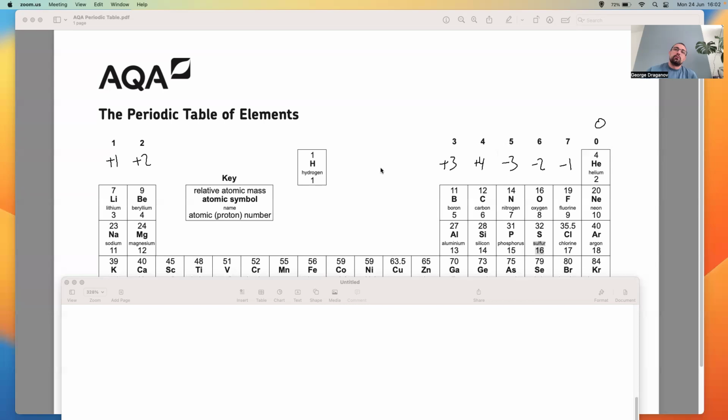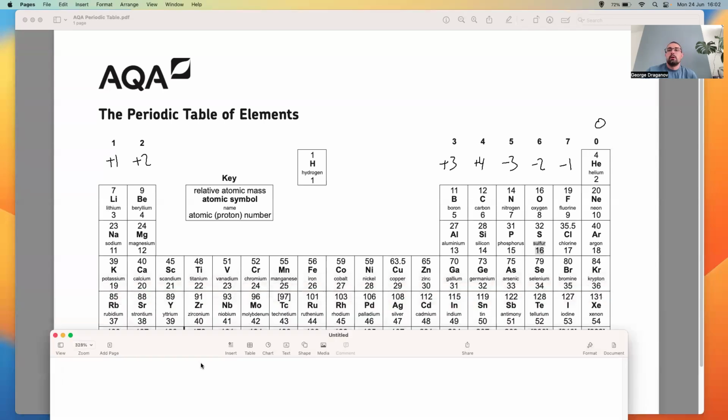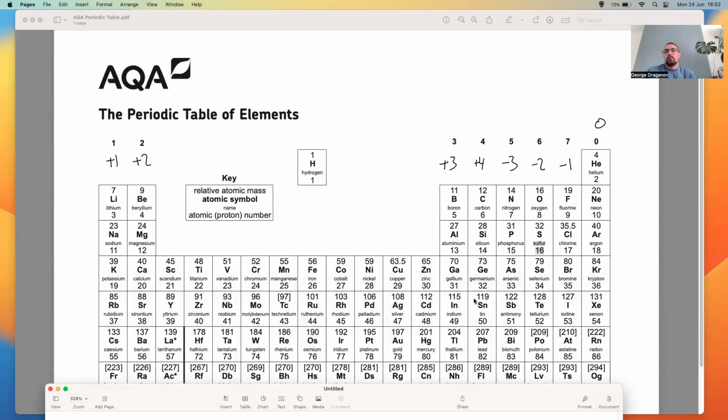Now, the power of this tool is that you now know the charge of any of these. So if someone asks you for rubidium, you know it's +1. If they ask you for astatine, it's -1. If they ask you bismuth, it's -3. If they ask you calcium, it's +2.